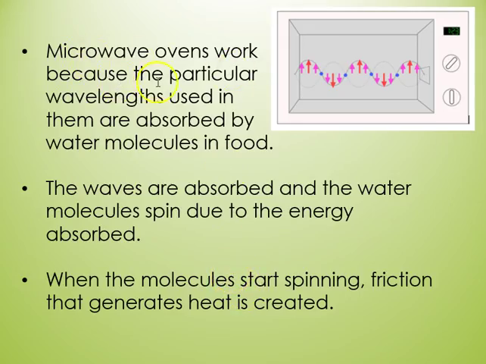Microwave ovens work because the particular wavelengths used in them are absorbed by water molecules in food. The waves are absorbed and the water molecules begin to spin due to the energy absorbed. When the molecules start spinning, friction that generates heat is created. Microwaves cause the water molecules throughout the food to spin and heat right away.